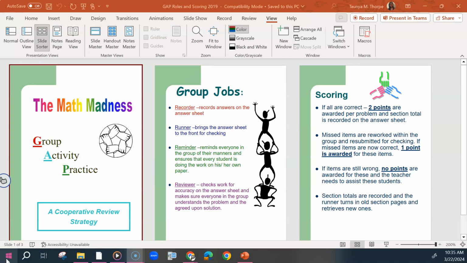You guys don't have to go in order. You can start at whatever section you want, but you all have to be working on the same section at the same time. And then scoring. After you finish a section, whatever that section is, you're going to come up with your answer sheet, whoever the runner is. I'm going to check it. If all of the answers are correct, you get your 2 points. If any of them are wrong, I'm going to highlight them.